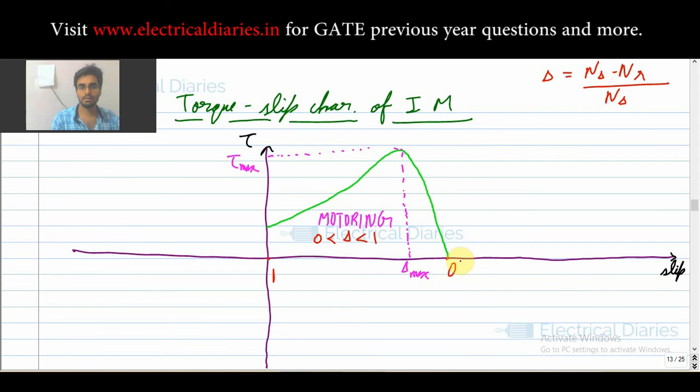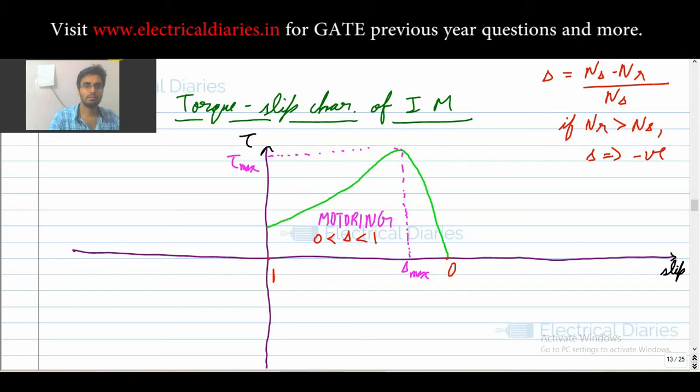But what happens when the speed increases beyond the synchronous speed? If nr is greater than ns, the slip will come out to be negative. This happens when the rotor speed is greater than the synchronous speed. Now we are applying mechanical input to the induction machine, and this mechanical input has to be converted to electrical energy. So here the induction machine acts like a generator. That is the concept.